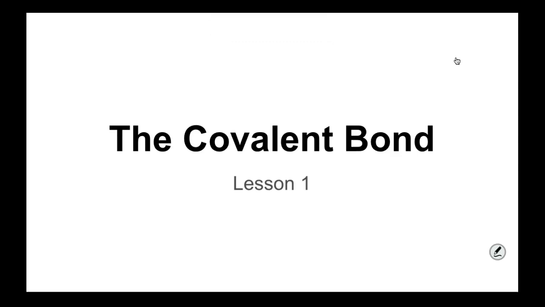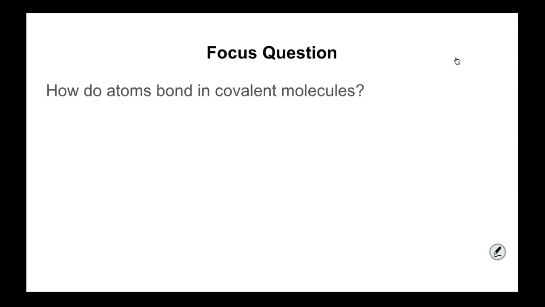We are starting Module 7, which is titled Covalent Bonding, and these are Lesson 1 notes about the covalent bond. Our focus question is, how do atoms bond in covalent molecules?